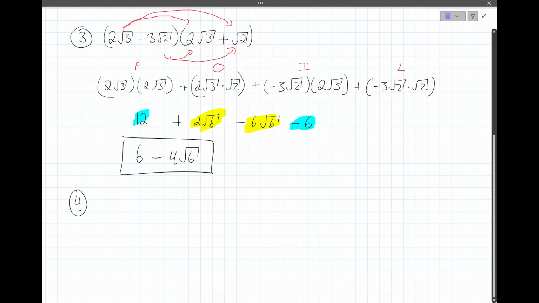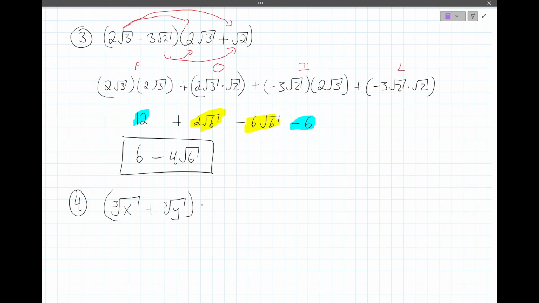Let's do this with something bigger than a binomial. Let's do a binomial times a trinomial, and let's make it a cube root with a variable. So I get the cube root of x plus the cube root of y. And then I'm going to multiply this by the cube root of x squared, and some of you may already see where this is going, minus the cube root of xy, and then plus the cube root of y squared. And we're going to see some nice things.